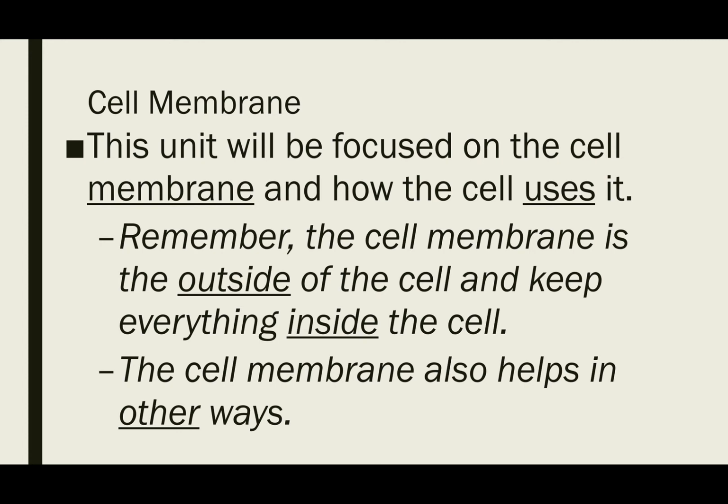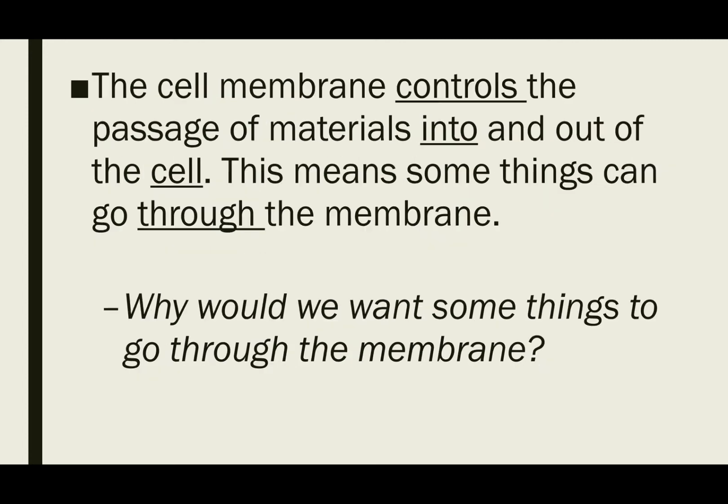The cell membrane does other things. One of the most important things that it does is that it controls the passage of materials into and out of the cell. So this means some stuff can go through the membrane, and the cell membrane kind of controls what can and can't enter and exit. That's really good because we don't want things just falling into our cells or flying out of them. We need it to be controlled.